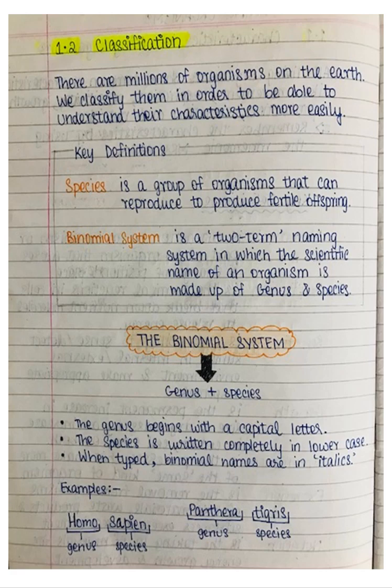Classification is organizing living organisms into groups. So, species is a group of organisms that can reproduce to produce fertile offspring. Binomial system is an internationally agreed system to scientifically name organisms using their genus and species. So it is a two-term naming system made up of the genus and the species. The genus should always begin with a capital letter, and the species is written completely in lowercase and, if possible, in italics. For example, Homo sapiens. Humans are Homo sapiens, so Homo is the genus and sapiens is the species.